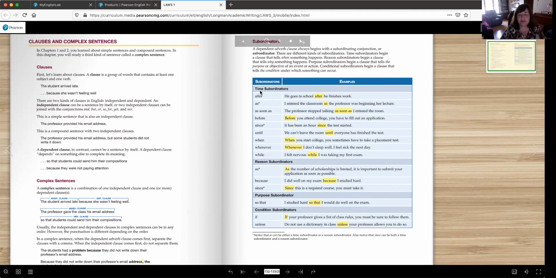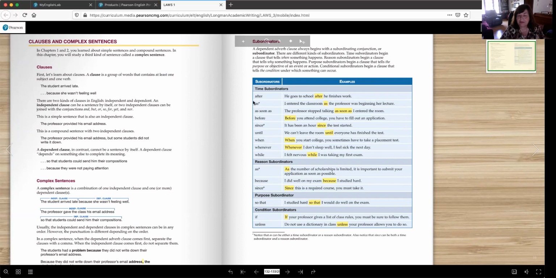So these words here, these subordinators, as they're called, but they're simply words. These words are called the time subordinators, and they tell when something happens. So you'll see the words like after, as soon as, before, since, until, when, whenever, while. And we'll go through these examples, and you'll see how these words show when something happens. He goes to school after he finishes homework. When does he go to school? After he finishes homework. I said work first, I'm sorry.